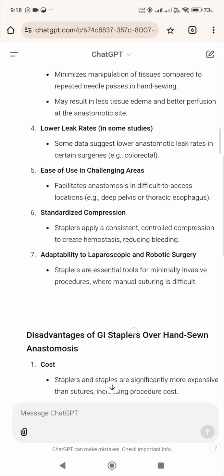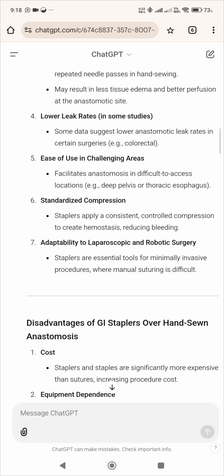5. Ease of use in challenging areas. Facilitates anastomosis in difficult-to-access locations, e.g., deep pelvis or thoracic esophagus. 6. Standardized compression. Staplers apply a consistent, controlled compression to create hemostasis, reducing bleeding. 7. Adaptability to laparoscopic and robotic surgery. Staplers are essential tools for minimally invasive procedures where manual suturing is difficult.